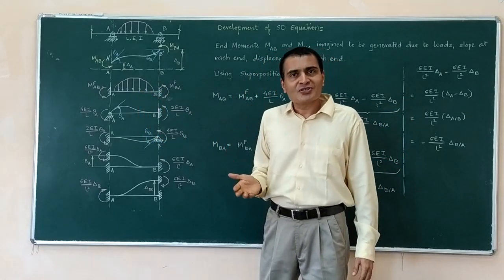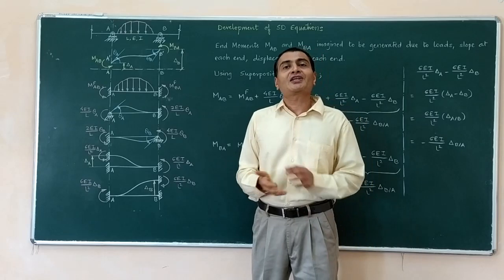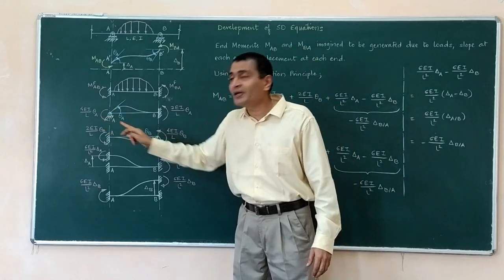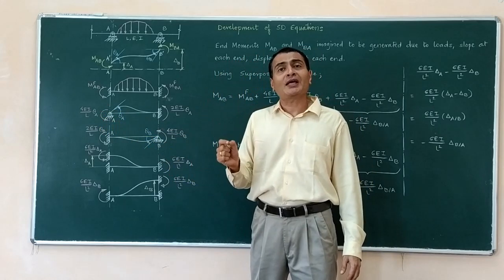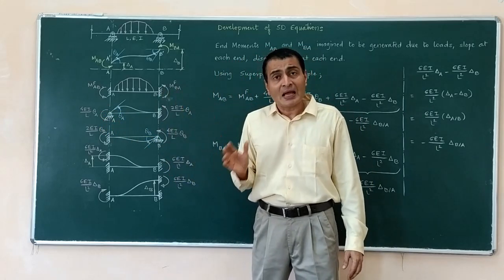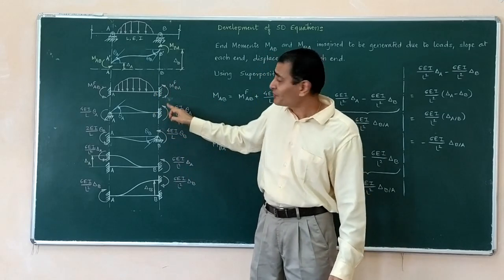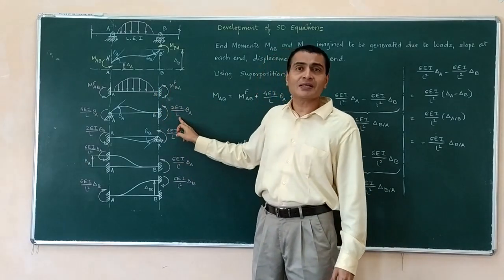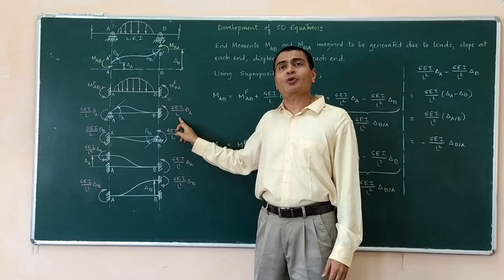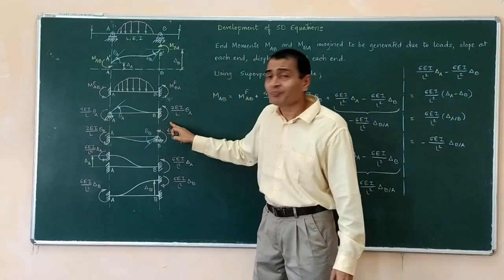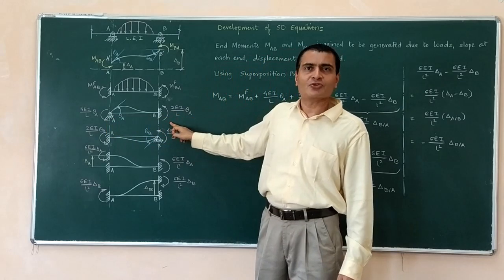In our prerequisites, in our structural analysis 1, we have already seen that the corresponding moment is 4 EI upon L into theta A. And as a consequence, half of the moment is generated here, that is 2 EI upon L into theta A. This is also anticlockwise, this is also anticlockwise. Observe.